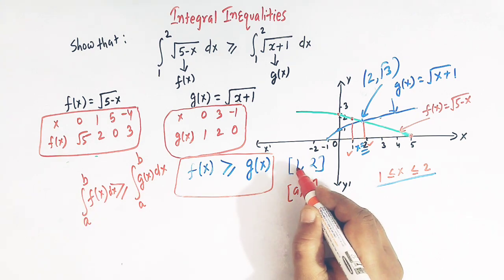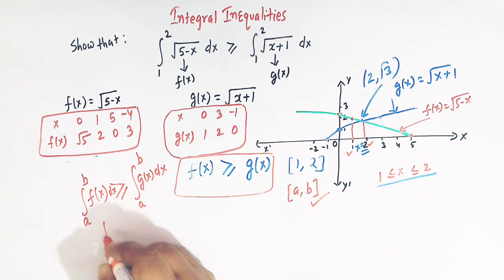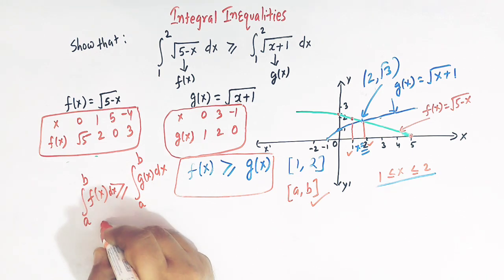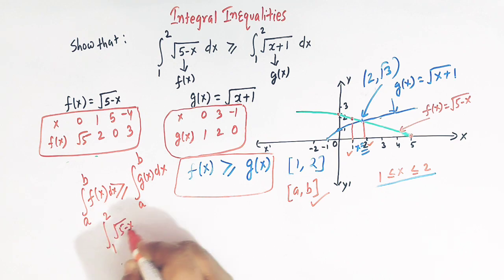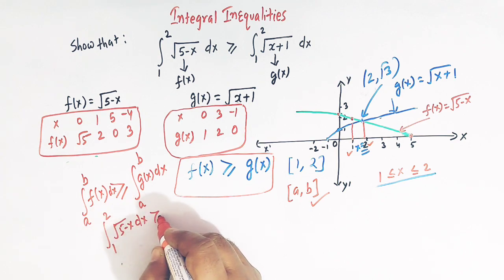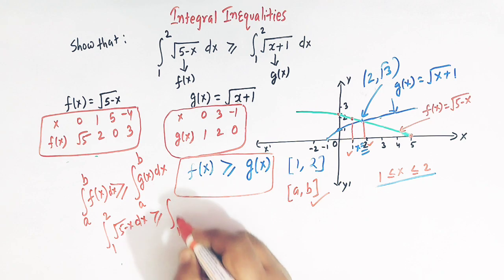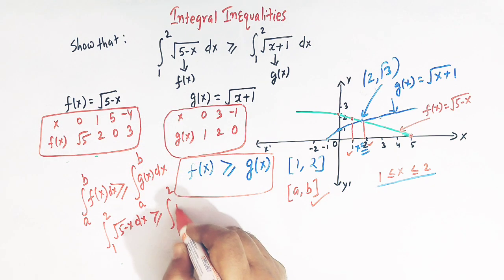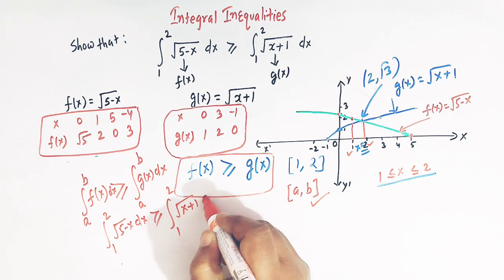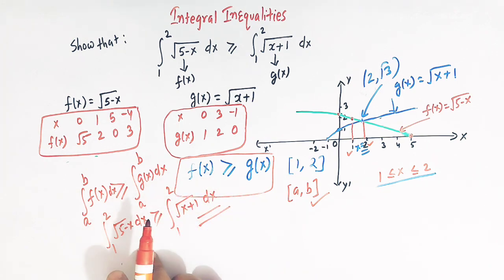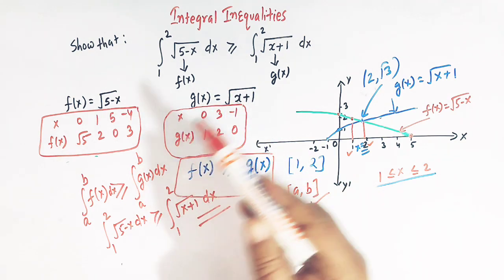So here a is 1, b is 2. So now we can substitute the values here. So we have the integral from 1 to 2 of square root of 5 minus x dx, that is greater than or equal to the integral from 1 to 2 of square root of x plus 1 dx, right? And that's it. This is the required inequality which is to be proved.